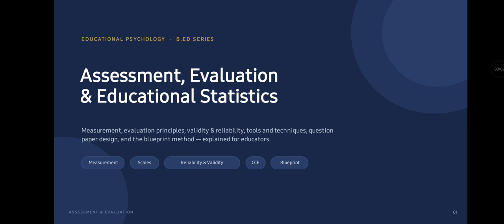Today we'll go through another subject, that is assessment, evaluation and educational statistics, which covers measurement, evaluation principles, validity and reliability, tools and techniques, question paper design and the blueprint method explained for educators.